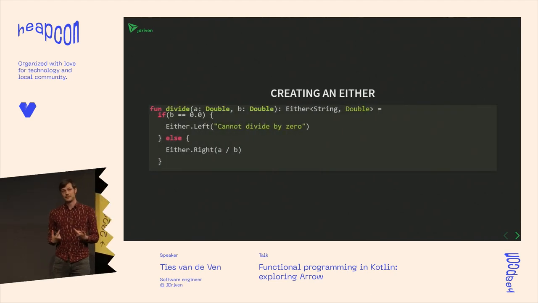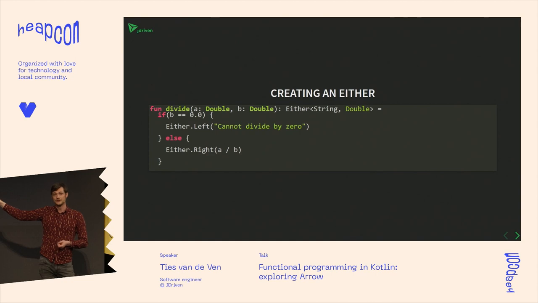So we rewrite our divide function. Now, given two doubles, it returns either an instance of Left containing a string or an instance of Right containing a double. So if b is zero, we return a new instance of Either.Left. In Kotlin, we don't need a new keyword to make an object, so this is just creating a new instance. And if everything went correctly, we create a new instance of Either.Right.